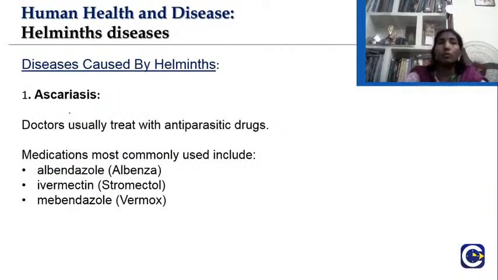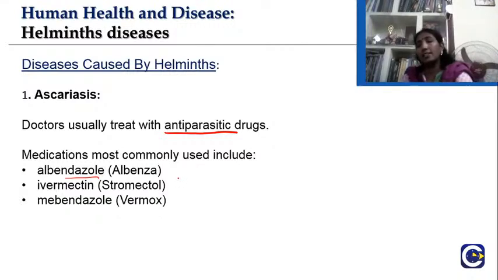So what are we going to do? We are going to give them anti-parasitic drugs, mainly albendazole. I hope you would have heard about these drugs, like ivermectin, mebendazole. These are the drugs, depending on their body weight and age, we prescribe them. So this is what we are not supposed to take just like that without prescription. It's a prescription drug, so it has to be taken under care.